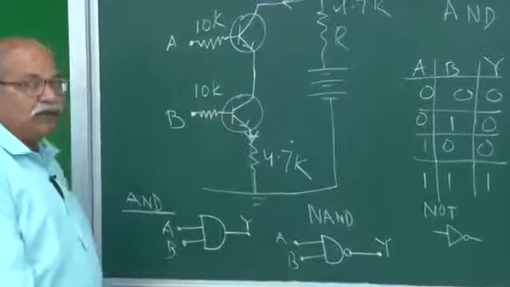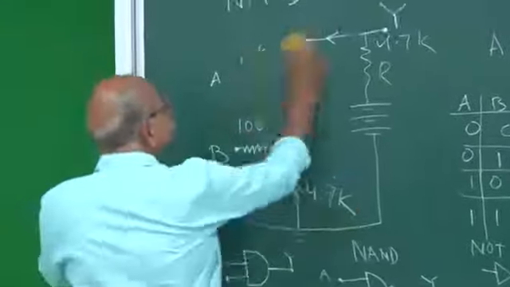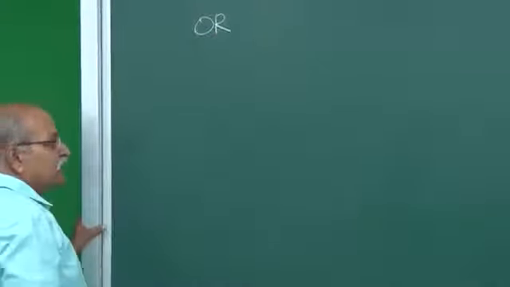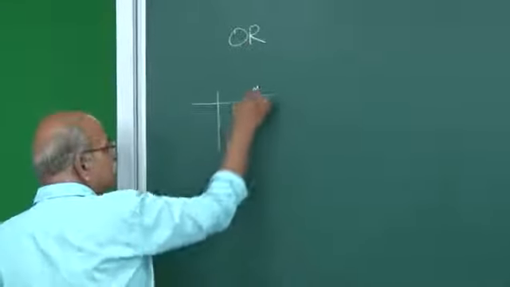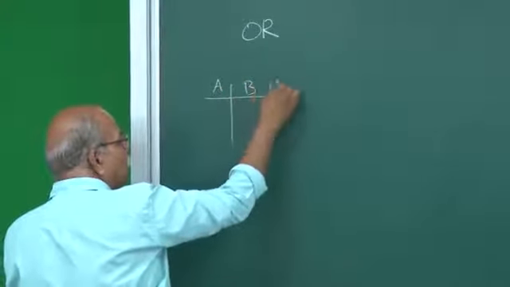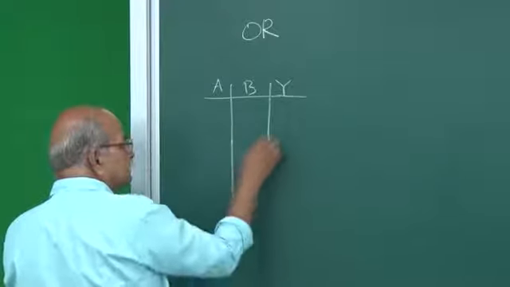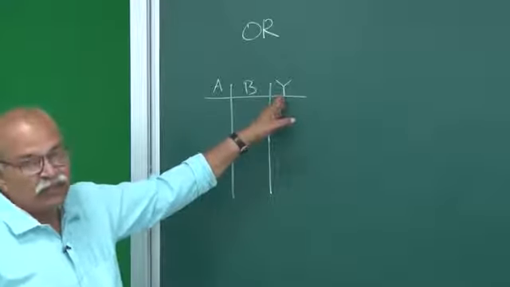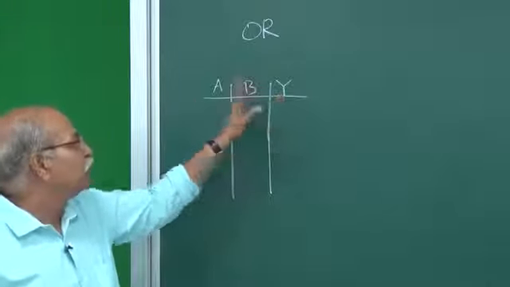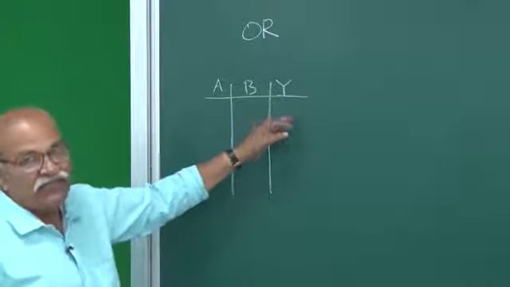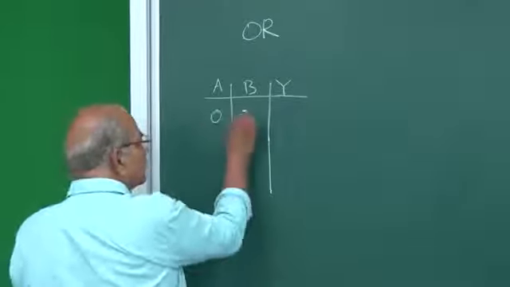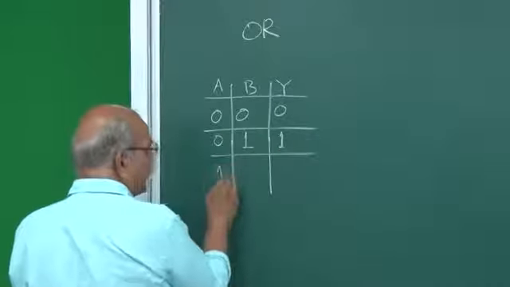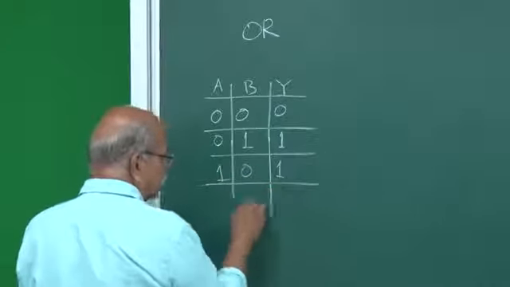Now the next will be OR gate. So our next is the OR gate, and the OR gate means A, B, Y, and if any of these two inputs is high, this should be high. Only if both the inputs are 0, this will be 0, otherwise it should be high. So that is called OR. 0, 0 should give me 0, but then 0, 1 should give me 1, and 1, 0 should give me 1, and 1, 1 should give me 1.